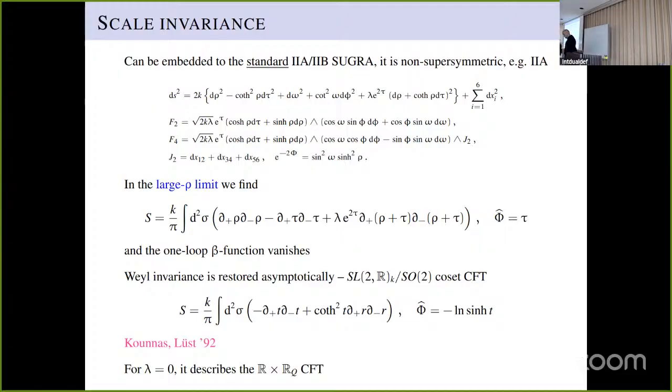Okay, so we have a model. We started with our original model, which was a deformation of a coset CFT. We took this kind of asymptotic limit. We found a model which is scale but non-conformally invariant. Still, conformal invariance is there, but we have to take this asymptotic limit.